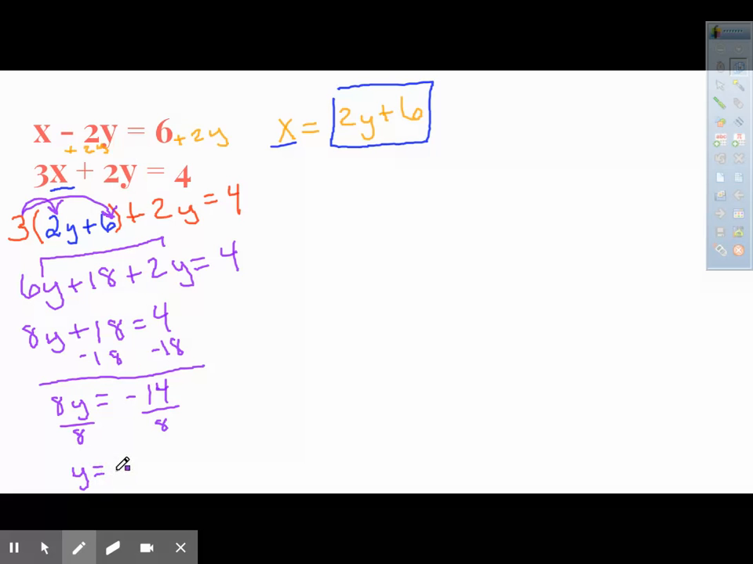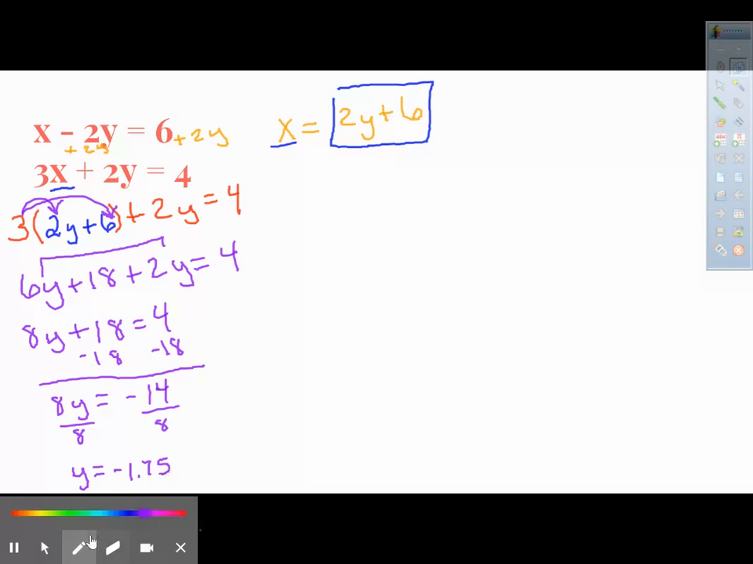What is that? Negative 1.75? Would y'all prefer me to do it as a fraction or decimal? What do y'all like better? Fractions, okay. Alright, so if it's a fraction, it's negative 7 over 4, and if it's a decimal, it's negative 1.75. If it's like 0.5, 0.25, 0.75, then decimals are fine, but if it's a non-terminating decimal, like it keeps going on and on and on forever, then I would leave it as a fraction. But it really doesn't matter.